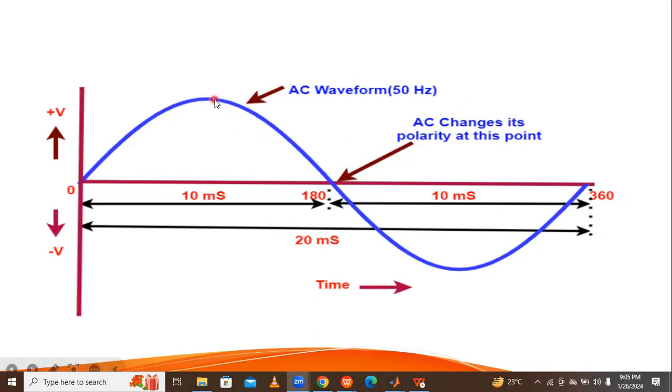This is called the maximum peak value, VM. One time period is 20 milliseconds for a 50 hertz frequency, so half the time period is 10 milliseconds. In terms of angle, a full cycle is 360 degrees and a half cycle is 180 degrees. This is the positive peak and this is the negative peak, positive VM and negative VM.